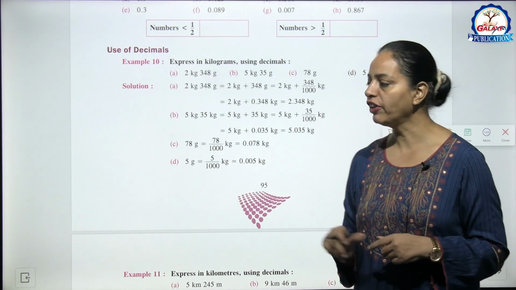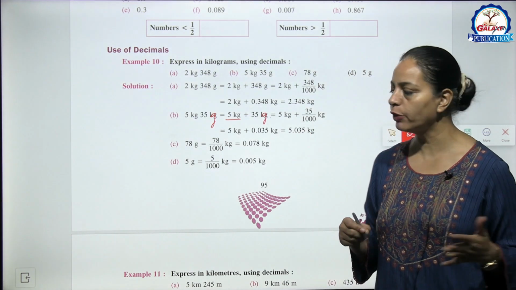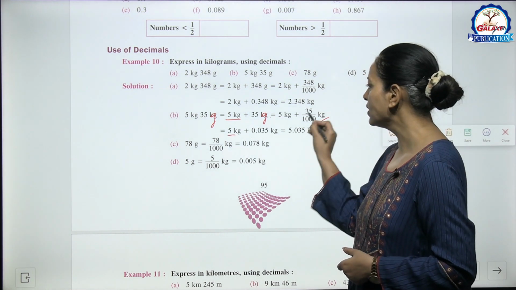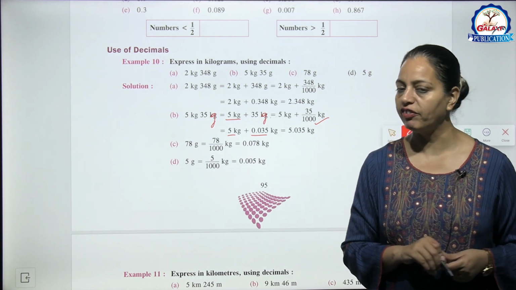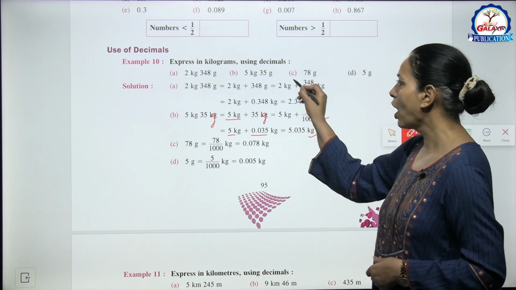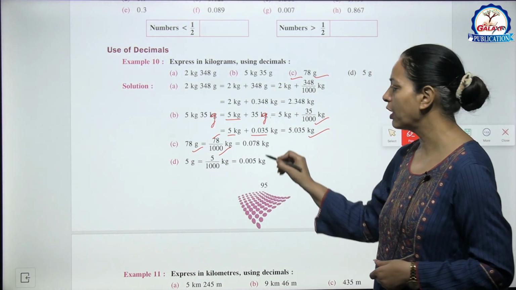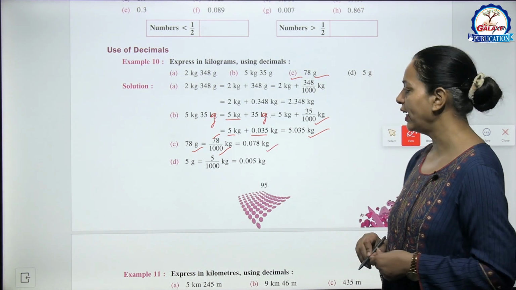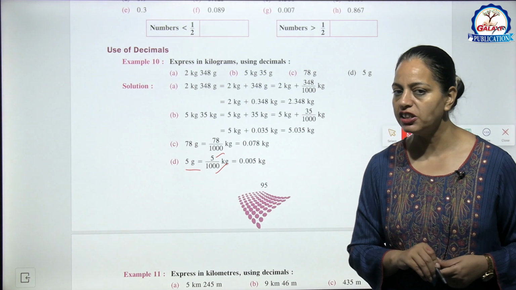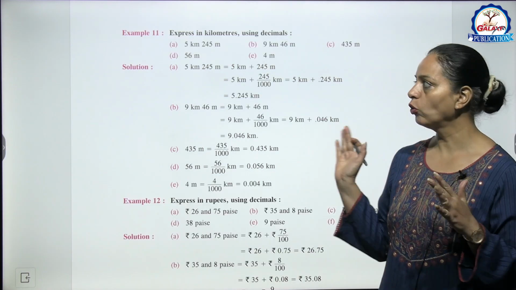Now B part 5 kg 35 gram. So 5 kg as it is, 35 gram we will convert into kg, 35/1000 kg. Now 5 kg plus it becomes 0.035 kg. So answer is 5.035 kg. Okay. Now C part 78 gram means 78/1000 kg. It becomes 0.078 kg. Now D part 5 gram. So 5/1000 kg. So this becomes 0.005 kg. I hope these are clear to you.